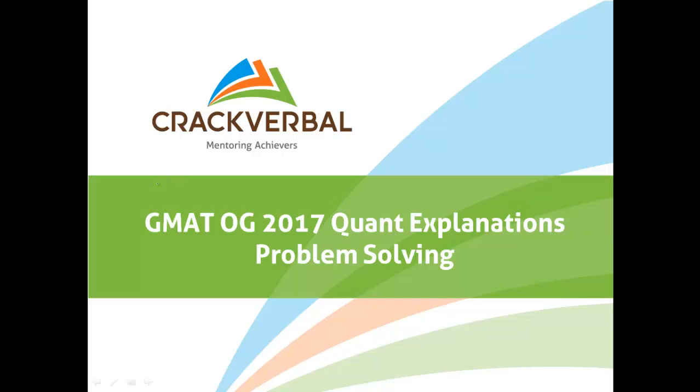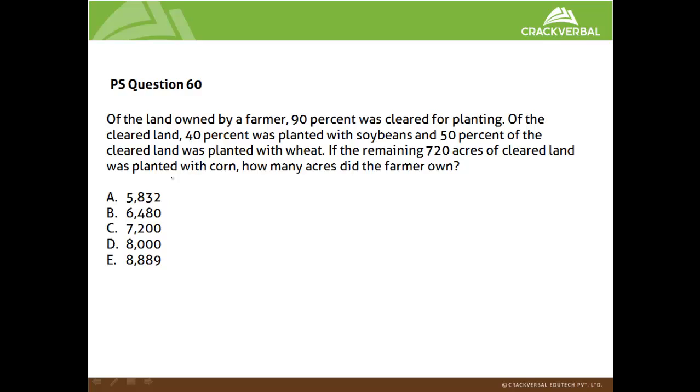Hi, in this video we will be discussing GMAT Official Guide 2017 edition Quant Problem Solving question number 60. Let's have a look at this question. The question is made up of 3 to 4 lines, so let's try to solve it part by part. Let's see what the first 2 lines have to say, then we'll move on to the remaining part.